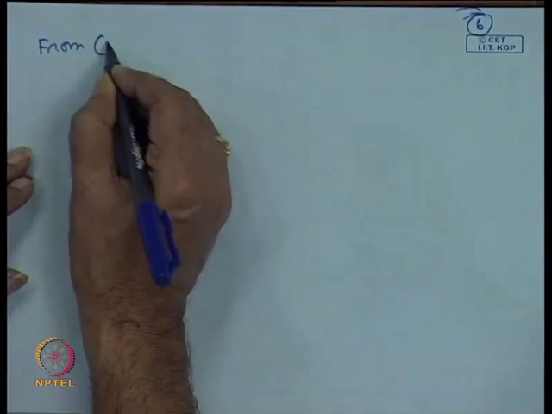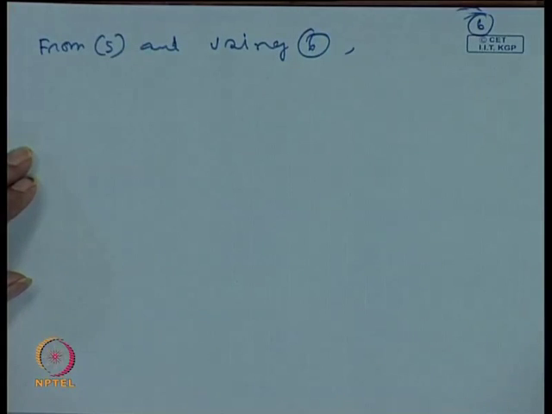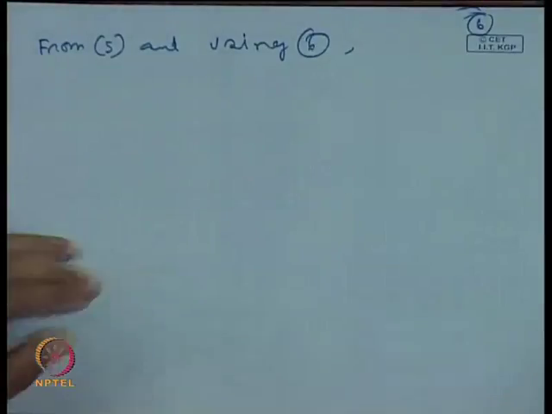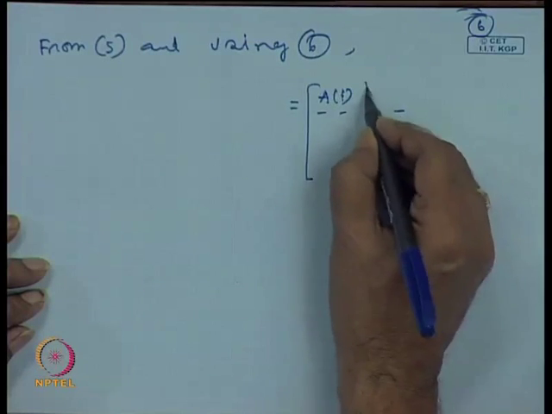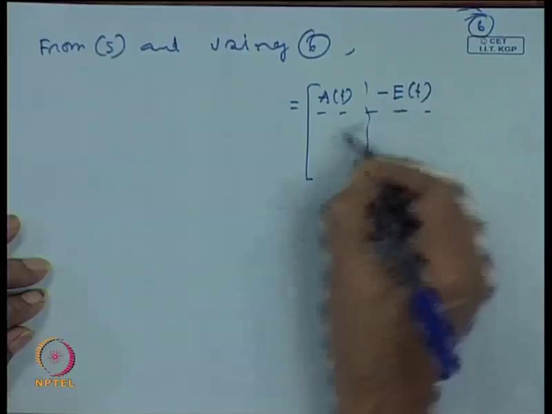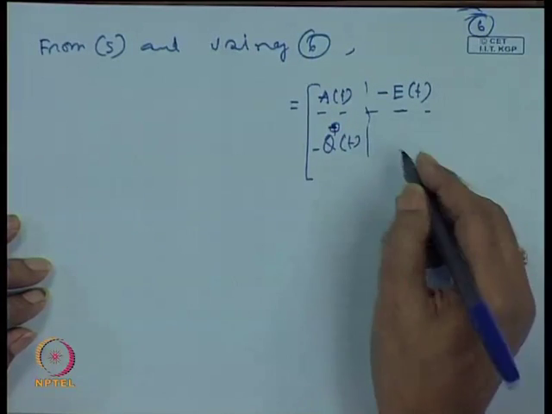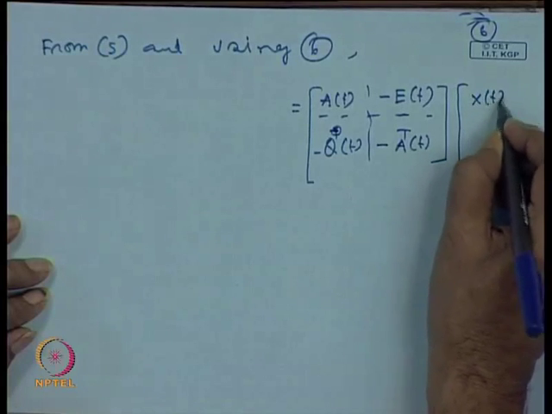So, from 5 and using 6, what can you get? What I told you is that in place of x dot, lambda dot, I will replace by this equation, using 5. So, the right hand side, x dot lambda dot, is replaced by a of t, partition e of t, minus q of t, sorry, not transpose, or you can write transpose because it is a symmetric matrix, minus a transpose of t. So, this is multiplied by x of t, lambda of t.